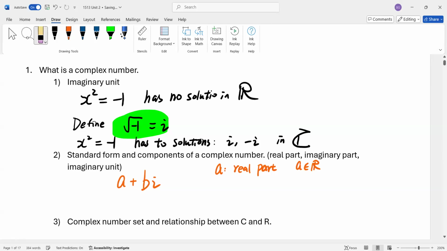I can just write, a is a real number. It is called the real part of the complex number. b here is called the imaginary part. b here is the imaginary part of the complex number. It is also a real number.